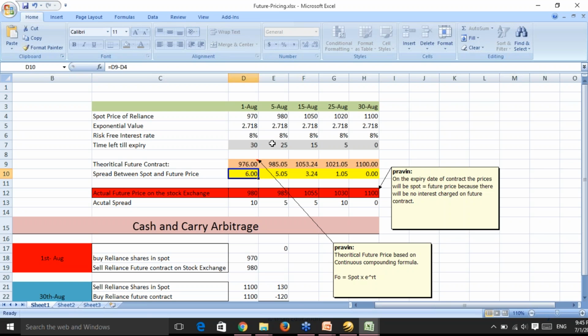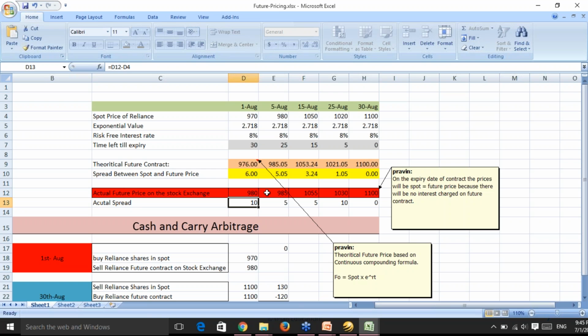Now, if we see on 5th of August, the spread is less. Why? Because there are fewer days remaining. Theoretically, the spread is less. On the 30th day, technically, the spot price and the future price both have to be the same. However, what I notice is that the actual future price on the stock exchange is a little mispriced, or overvalued.